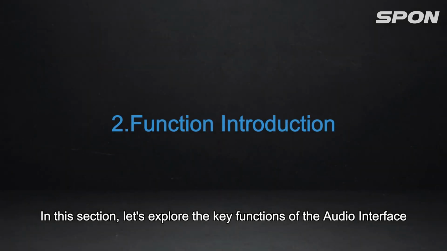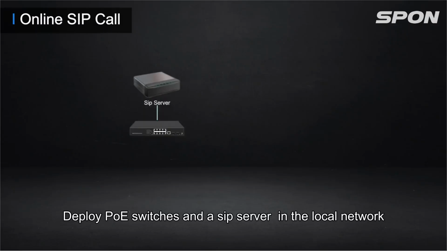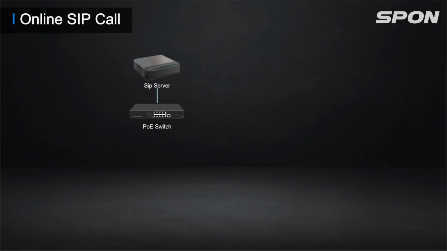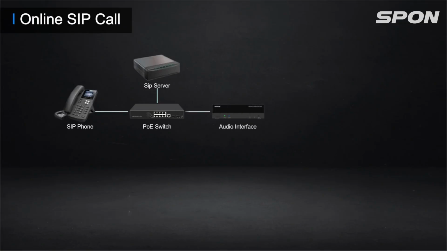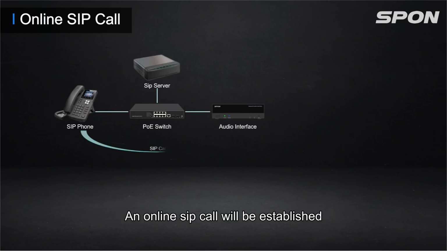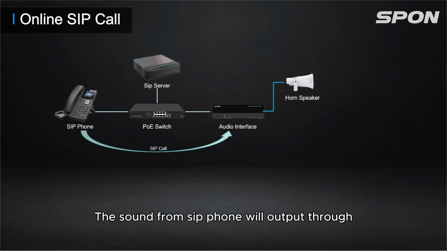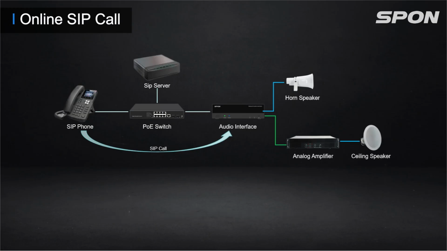In this section, let's explore the key functions of the audio interface. Online SIP call. Deploy PO switches and a SIP server in the local network. Connect the SIP phone and audio interface within the same network. When calling the SIP account of the audio interface, an online SIP call will be established. The sound from the SIP phone will output through the analog speaker or external analog amplifier.